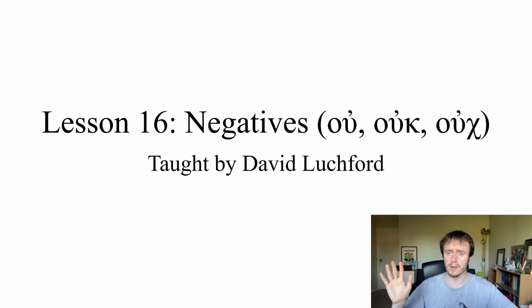And the reason we're looking at this is because so far in this course, we've only looked at positive sentences. That is, sentences where something is affirmed to be happening. So, for example, the man is running, rather than, for example, the man is not running. And today we are going to learn how to say that things are not happening. And we shall do that using the word ou, which may also be found as ouk or ouch.